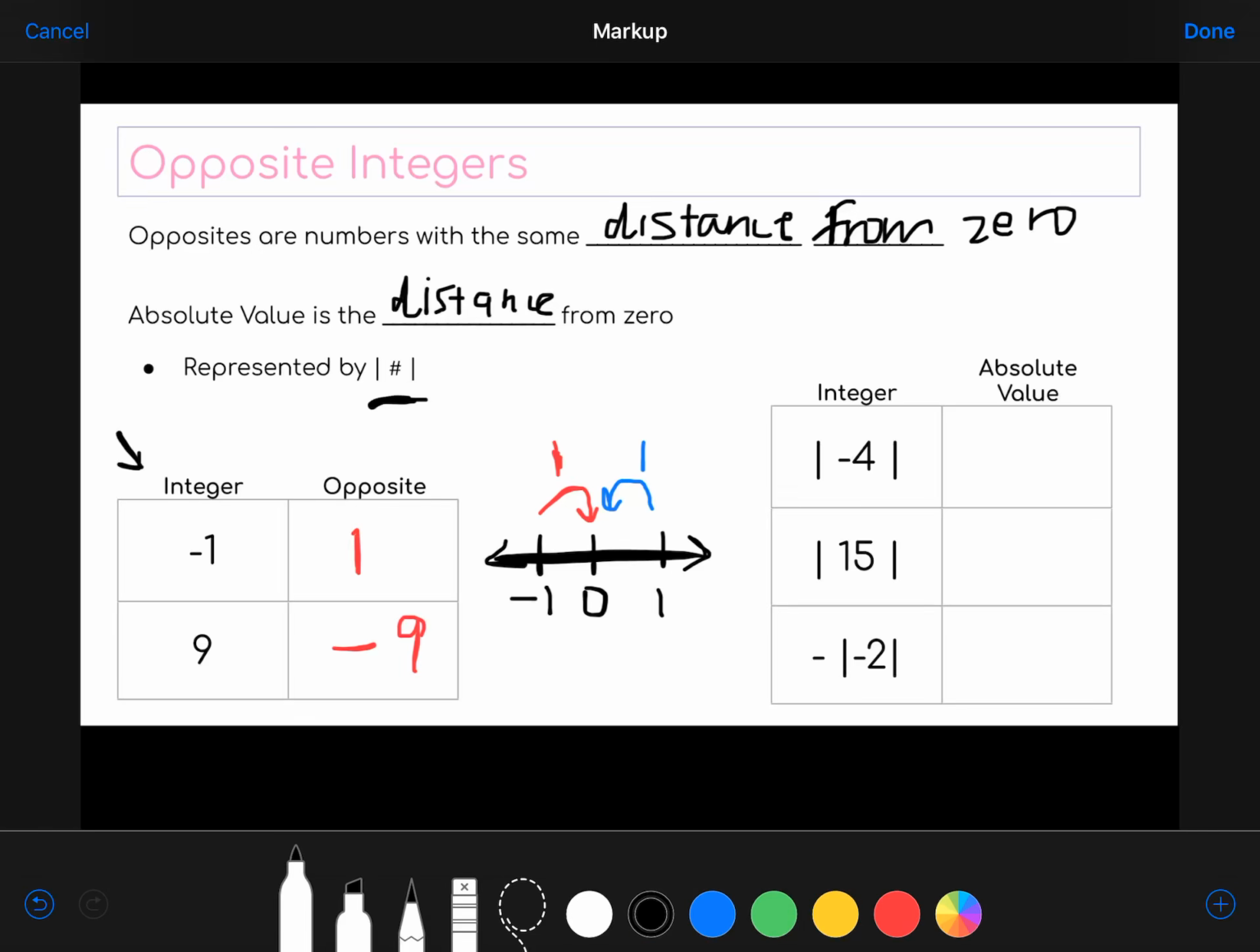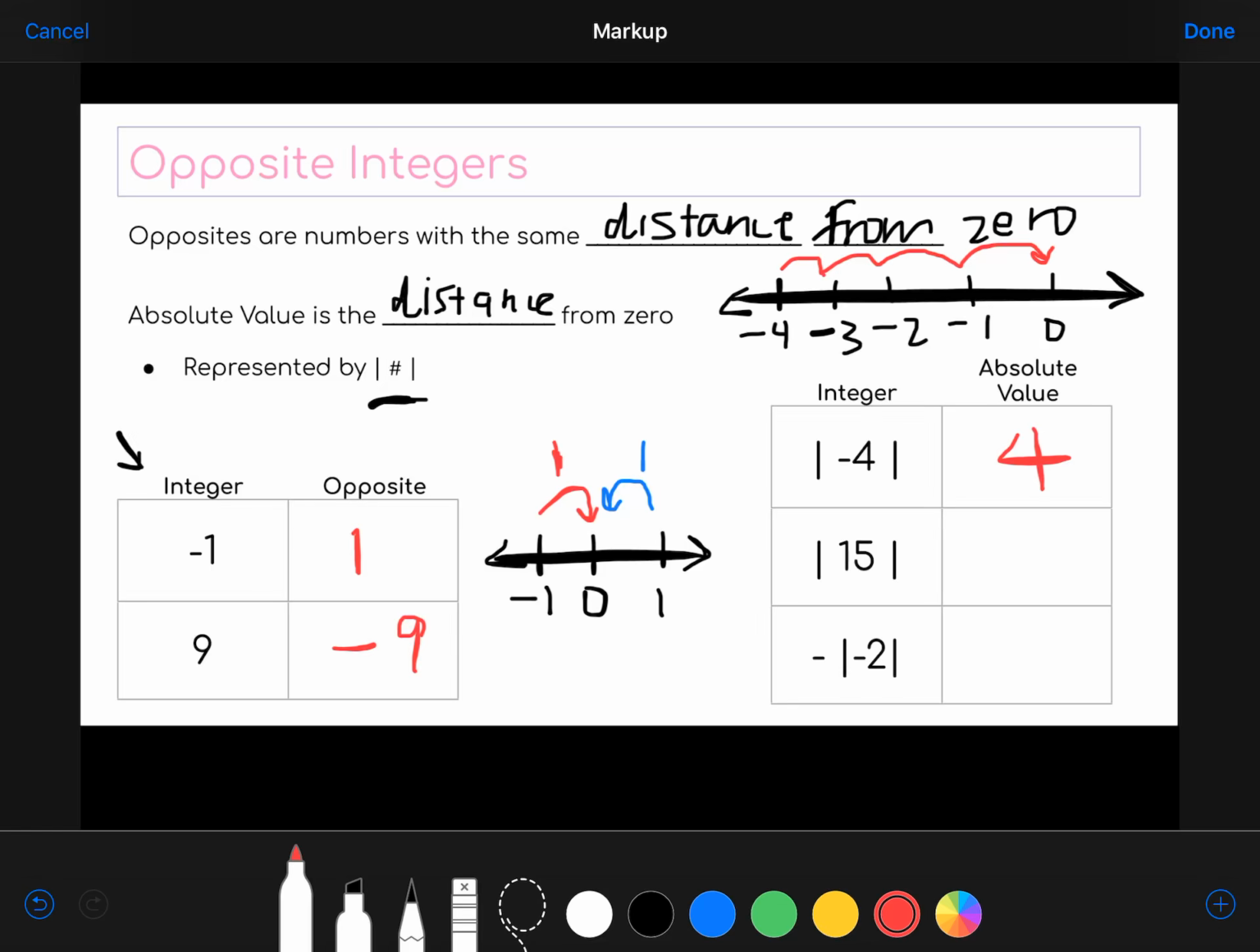So here we have -4. So if we were looking at a number line, and here's 0, -1, -2, -3, and -4. If I were to count the distance from -4 to 0, I'd have 1, 2, 3, 4. So the distance is 4. So the absolute value of -4 is +4.